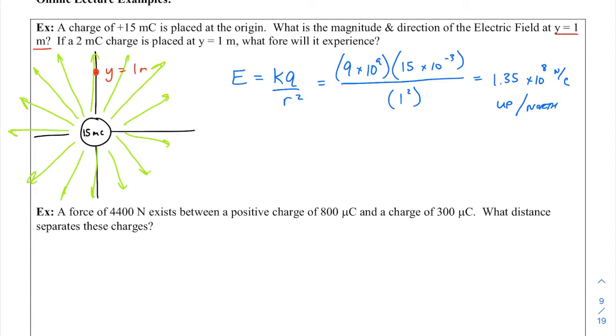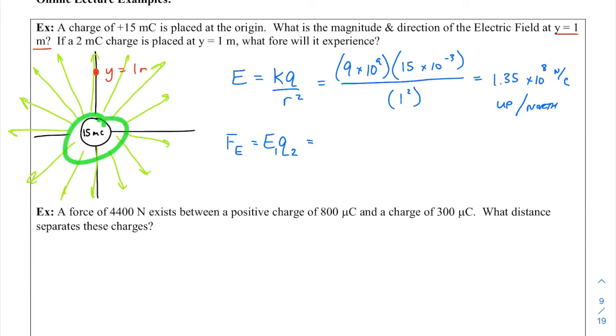The second part of the question says, if a 2 millicoulomb charge is placed at y equals 1 meter, what force will it experience? Ooh, there's an error there in terms of spelling. So we know that electrostatic forces are due to electric fields, and so this is the relationship, Fe equals EQ, E being the electric field of charge 1, Q being the charge of object 2. So we know the electric field.